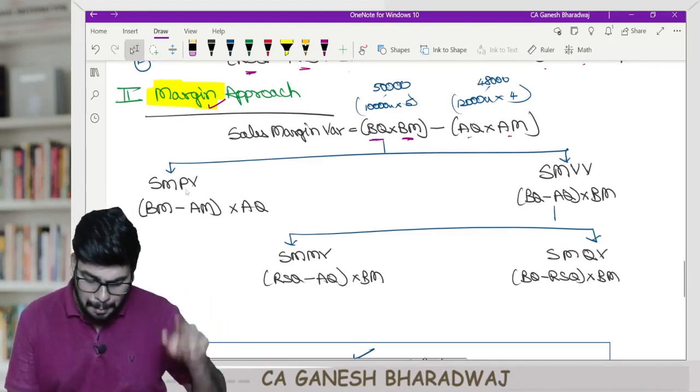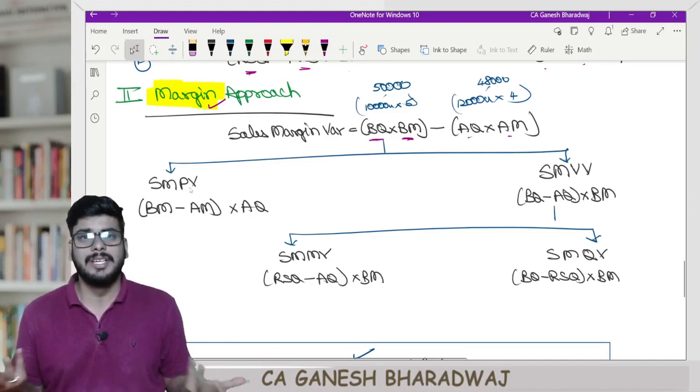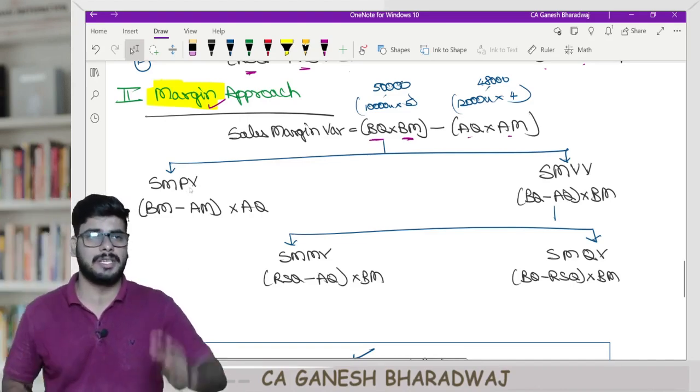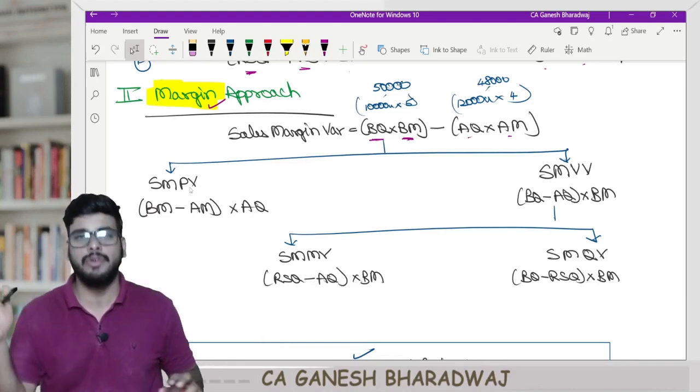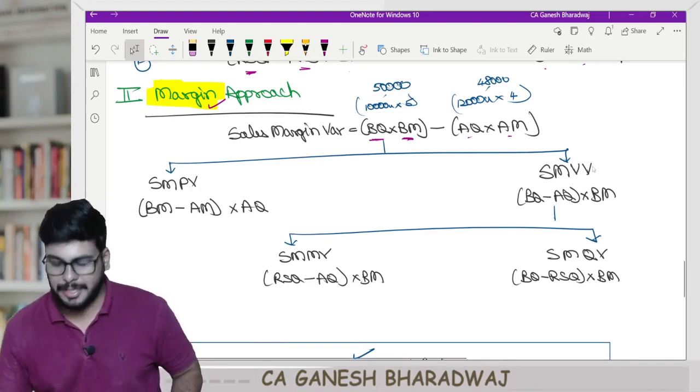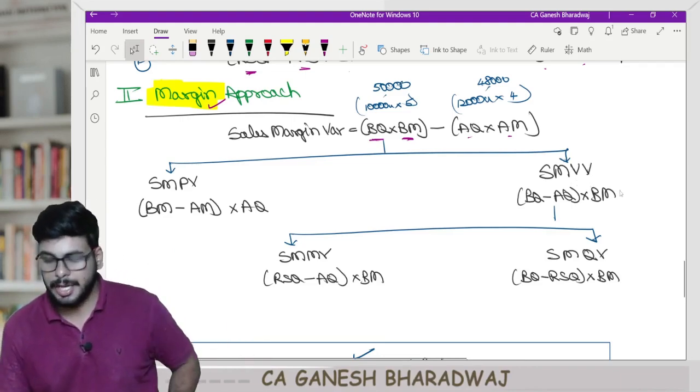Sales margin price variance. What is it? Simple. Instead of price, you put margin. Budgeted margin minus actual margin into actual quantity. On this side, it's going to be sales margin volume variance: budgeted quantity minus actual quantity into budgeted margin.